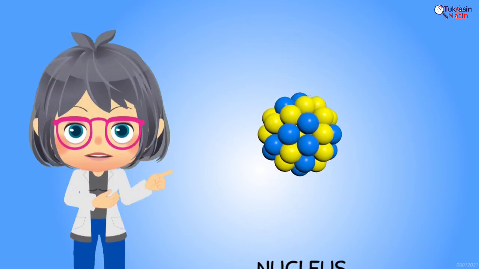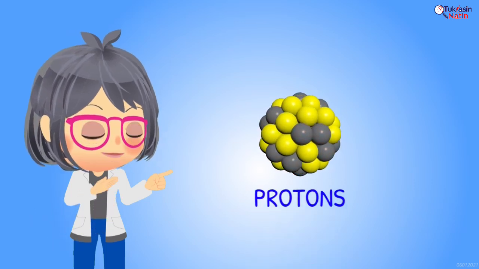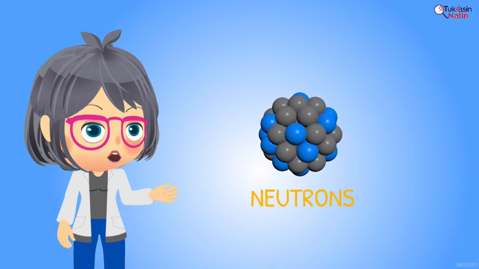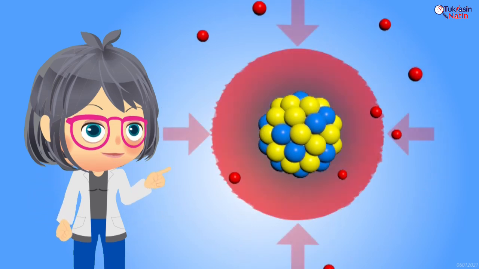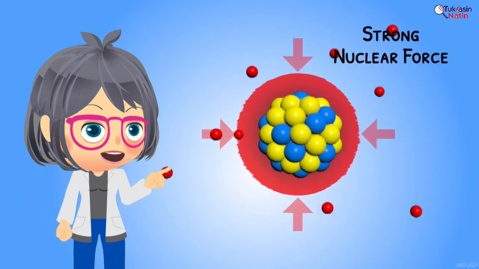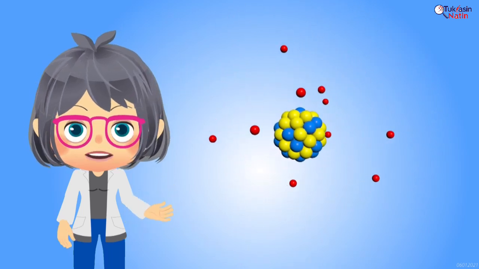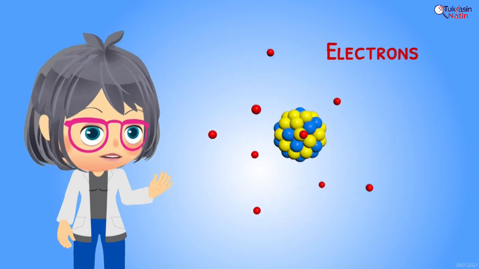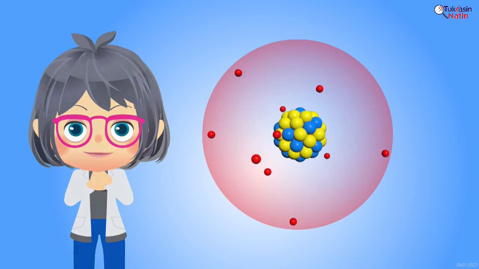The atom itself has a nucleus, which may be made up of two types of particles: protons that carry positive charge and neutrons that have no charge. These particles are held together by a force known as the strong nuclear force to form the nucleus. Orbiting outside the nucleus are electrons that carry a negative charge. The attraction of the electron's negative charge to the nucleus's positive charge is what keeps the whole atom together.